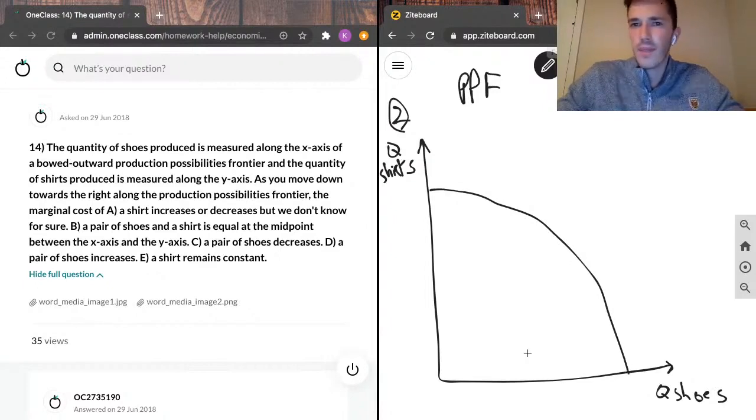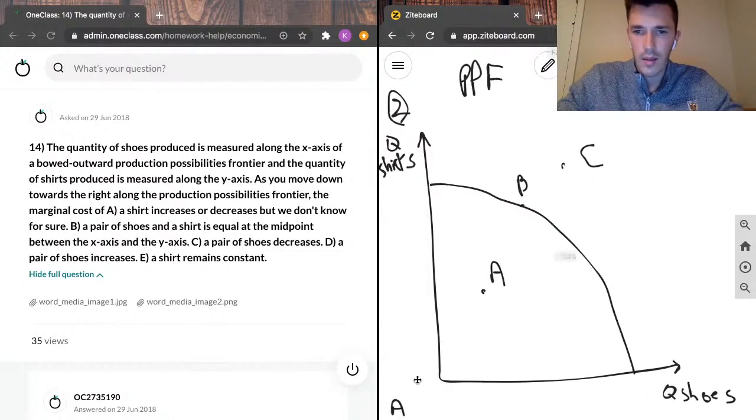And there are essentially three kinds of points in a production possibilities frontier. First is a point inside, say this point here, we'll call this A. There's a point that's on the curve, we'll call that B. And there's a point outside the curve, we'll call that C.